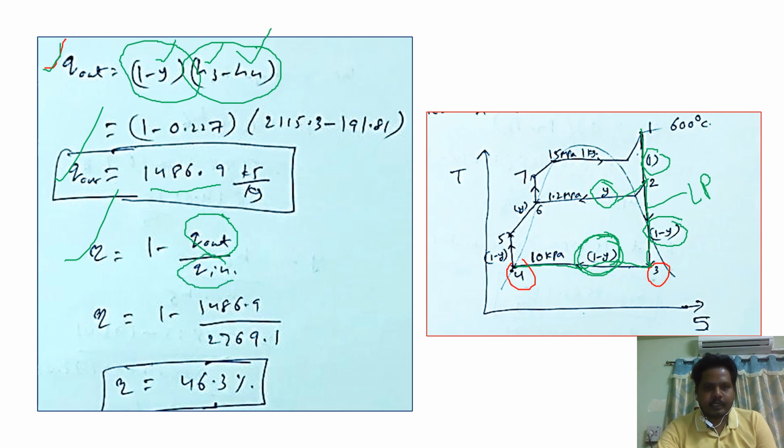Now we can find the efficiency because we calculated Q out, the heat rejection in the condenser, and Q in, the heat addition in the boiler. Both we already calculated. So once you substitute the values of Q out and Q in, we get the efficiency, that is 46.3%.